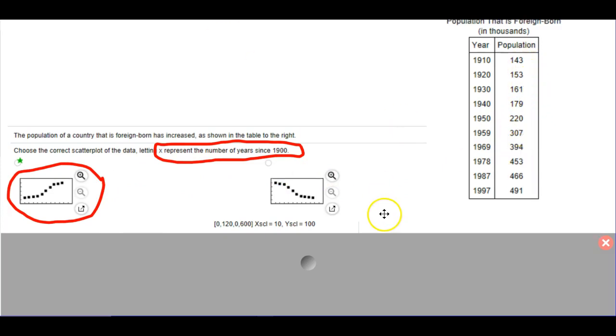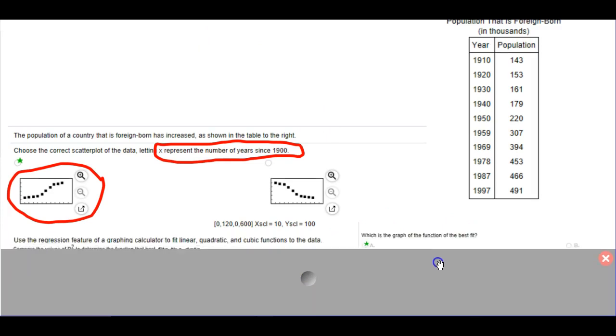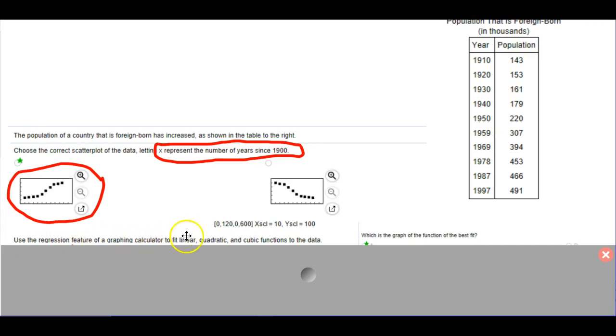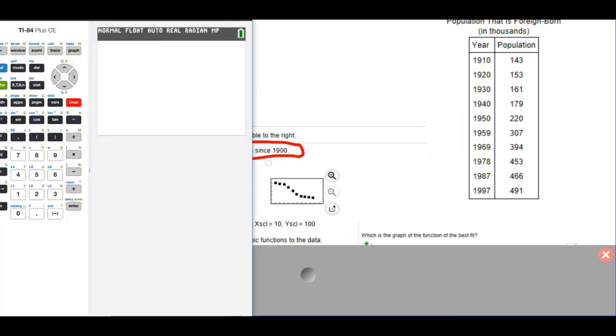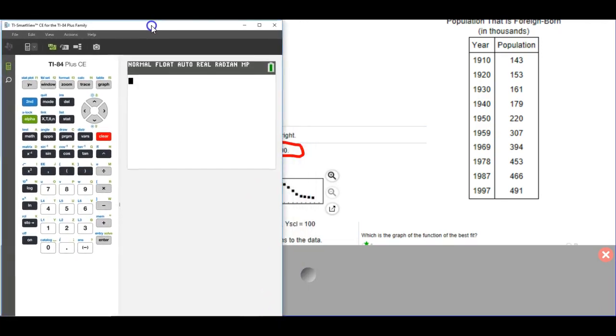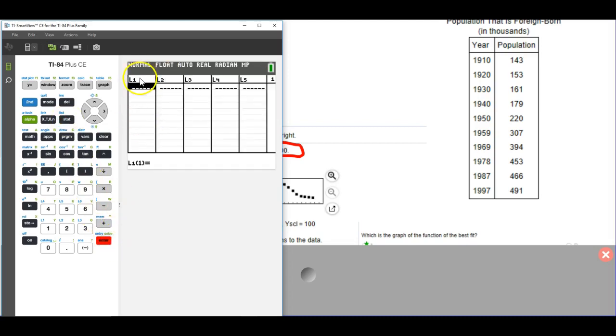All right, now the next part is talking about using the regression feature of a graphing calculator to fit these three functions to the data. So now, this is when I'm going to grab my graphing calculator. So let me pull that over. Alrighty. Now, to put these in, we went to the Stat button a few sections ago, Edit, and L1 and L2.